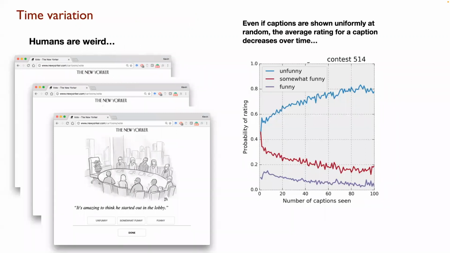The third issue is time variation. Humans are not robots. In reality, we'd love to have someone show up to the website, rate one caption, then leave, because that would maintain independence between the users. But in reality, they rate many captions in a sitting. They might rate 100 captions in a sitting, because it happens really fast. And you can go and do this if you want. I think this link is still the right one.